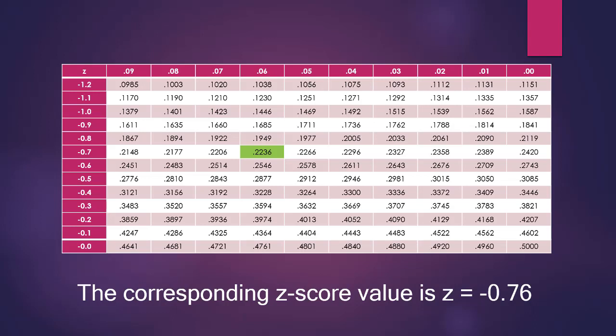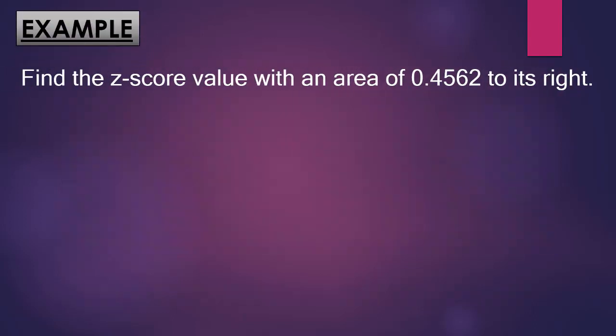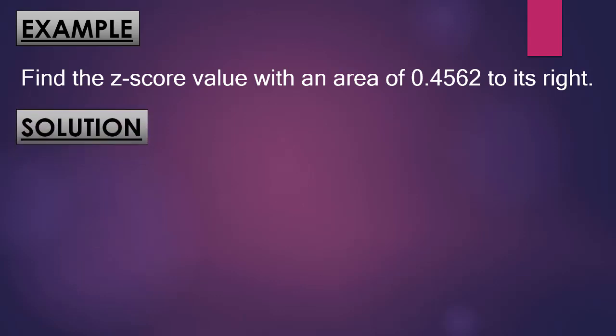Okay, let's try another one. This time we want to find the z-score value with an area of 0.4562 to its right. Now remember, when we talked about the standard normal distribution table, we said that all the numbers in the standard normal distribution table represent areas to the left. If the area to the right is 0.4562, we should figure out what the area to the left would be.